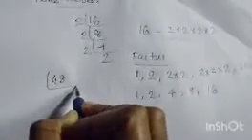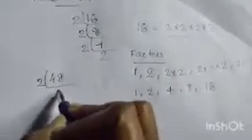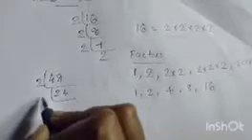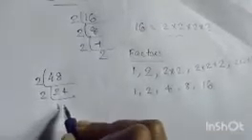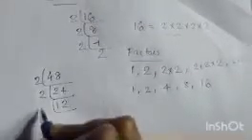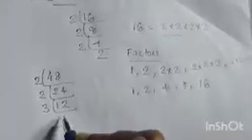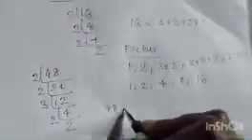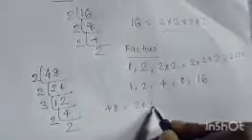The next one: how to find the factors of 48. 48, 2 twos are 4, 4 twos are 8. Again with 2, 1 two is 2, 2 twos are 4. Again with 3, 2 is also possible. So 4 threes are 12, 2 twos are 4. That is, 48 can be written as 2 into 2 into 2 into 2 into 3.